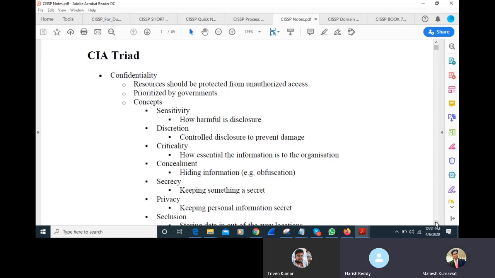Yes, Adish, anything like that? Confidentiality is that we are keeping our data confidential by using encryption methods. Okay, good.